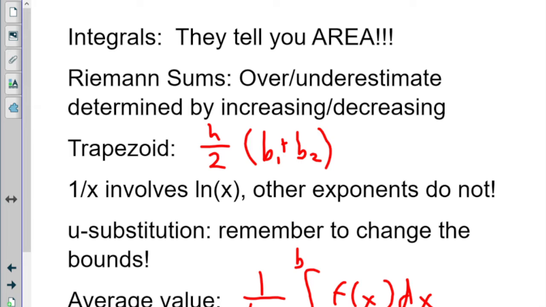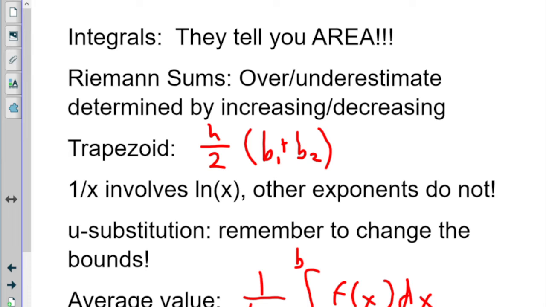1 over x involves natural log. Other exponents don't. So 1 over x, that's natural log. 1 over x plus 2, natural log. 1 over 2x, natural log. 1 over x squared, not a natural log. 1 over x to the 3 halves, not a natural log. If it involves another exponent, then it's some other derivative rule, probably one involving exponents. If you do use substitution, make sure to change the bounds.